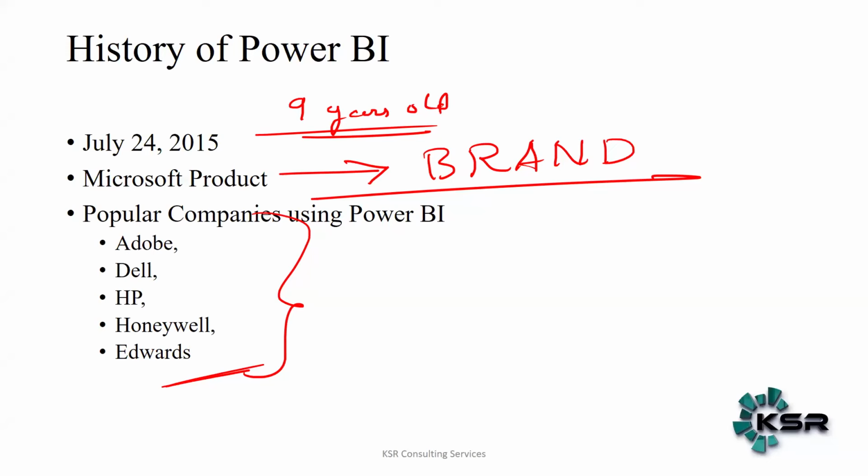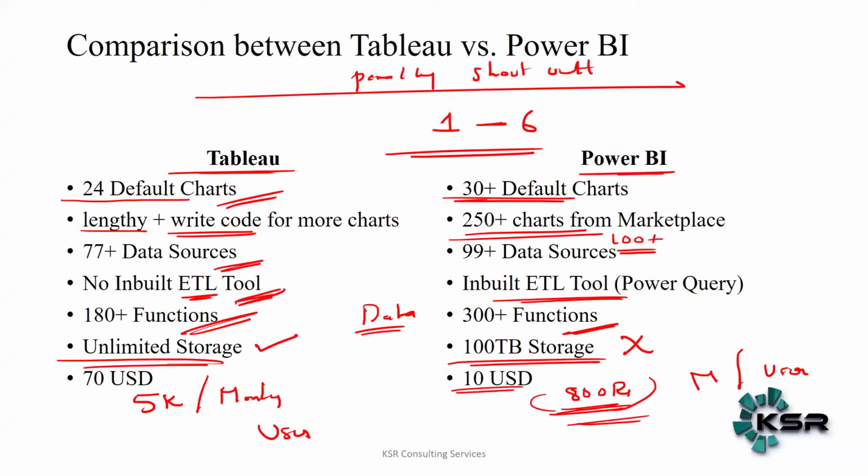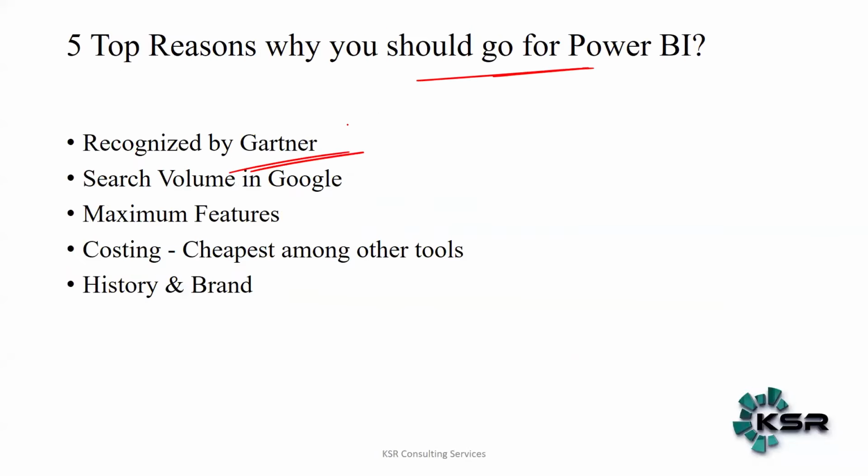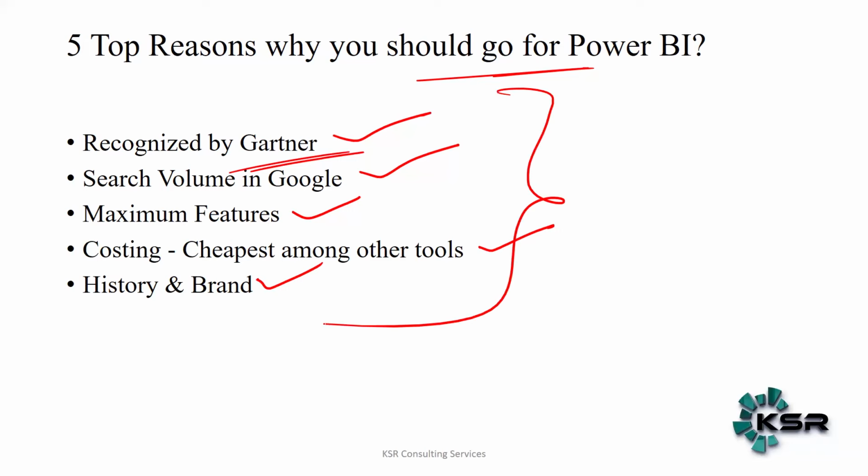So with that, we have come to a proof. I have shown you the proofs for why I am going to use Power BI. The first thing is it was recognized by Gartner. I've also shown you the Google trend that this has been searched more and people have started using it. Maximum features when I compared with Tableau. Cheap among all the other tools, just $10 you need to pay for using this tool. And finally, history and brand. These are the five reasons I am going to use Power BI.